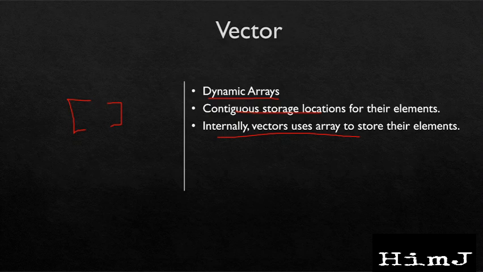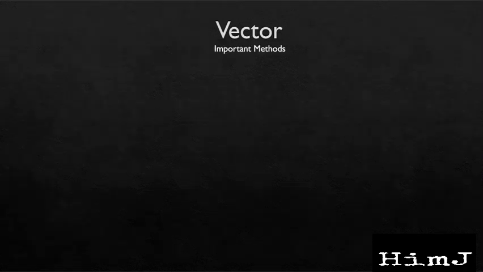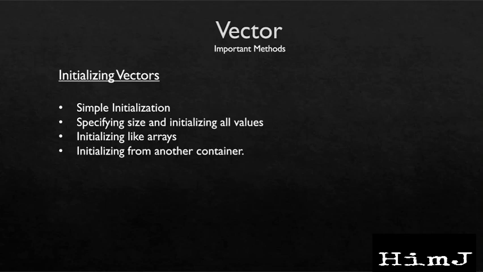Now I will show you some common functions of vector. Before moving forward to common functions, I will show you some ways to initialize vectors. Since vector is a class, it provides a lot of constructors to initialize a vector. You can simply initialize a vector, you can specify a size and a default value, you can initialize it like an array, and you can also use another container to initialize a vector. So let's look at how we can do this through some code.